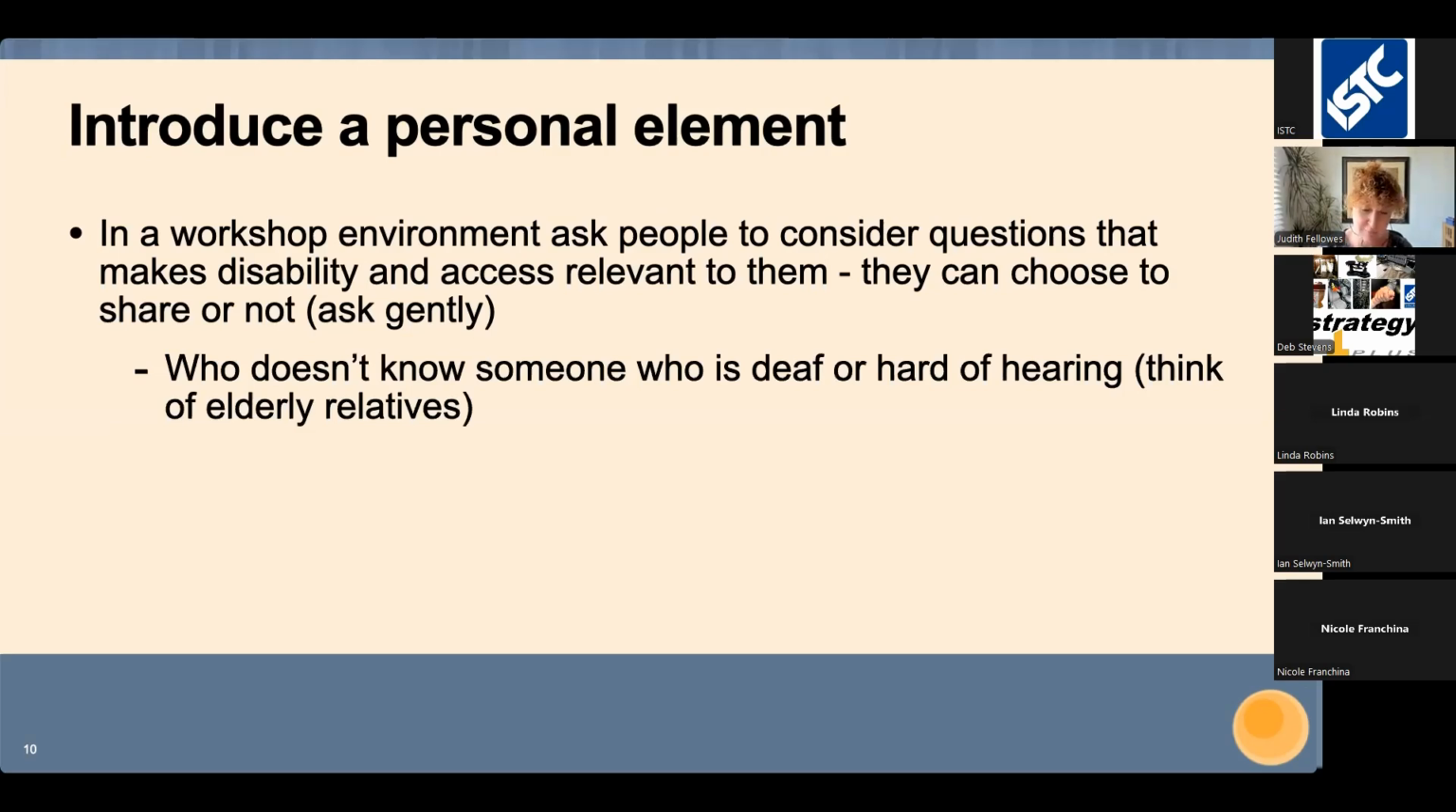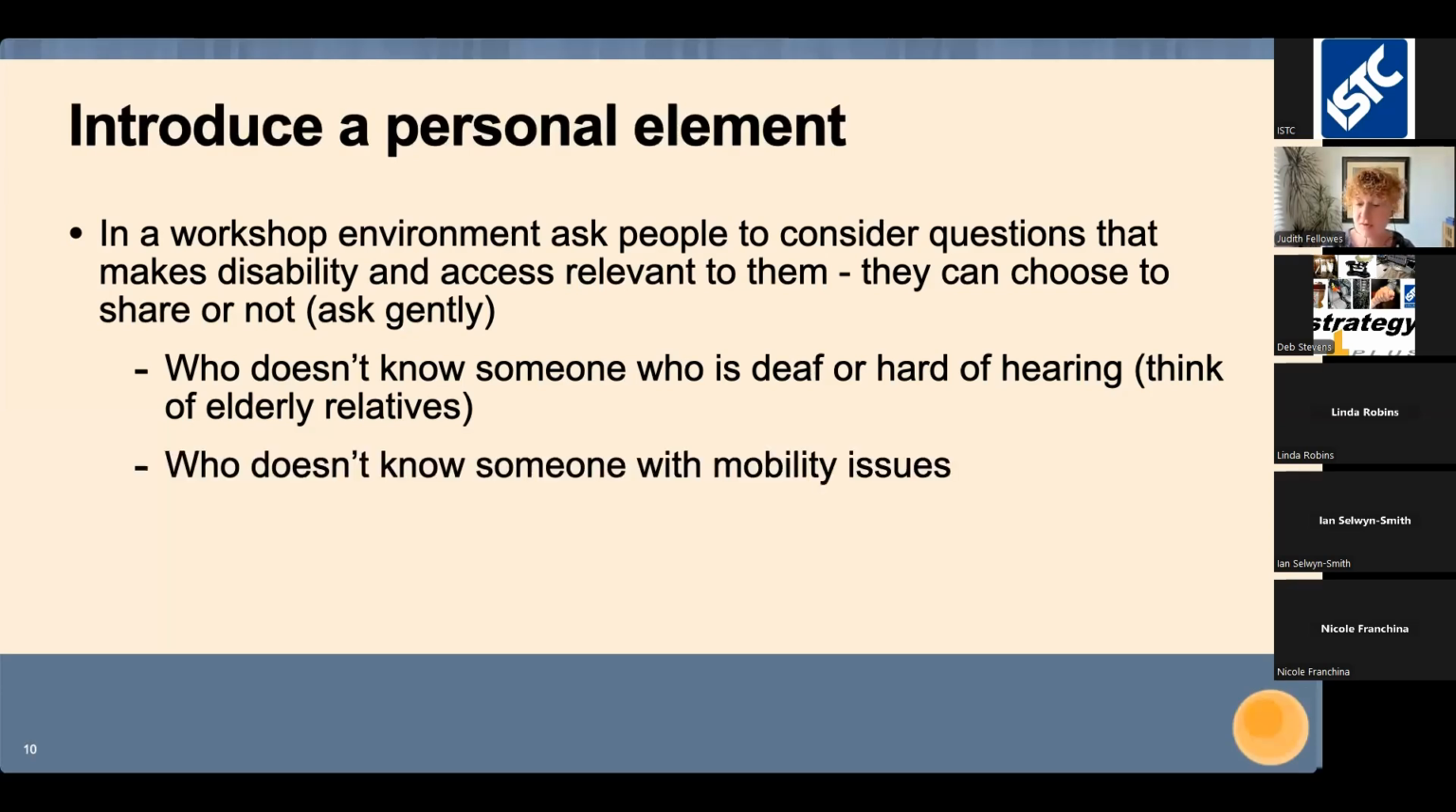Because, for example, from the age of about 50 plus, 40% of people have some kind of hearing loss that often manifests itself with struggle with background noise. But by the time you get to 70, 70% of people have hearing loss. So if you've got older parents or grandparents, you're going to know somebody. Who doesn't know somebody with mobility issues? So things like arthritis are very common, or bad backs.